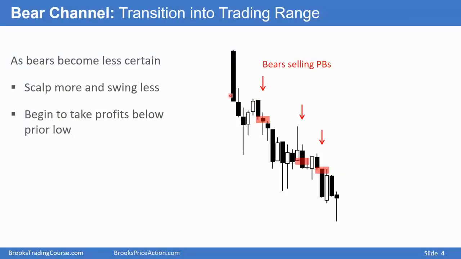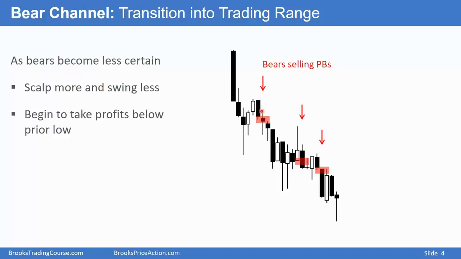Here's a bear channel. We have a bear breakout, a big bear trend bar, and then a channel. Three pushes down, 1, 2, 3, possibly a type of spike and channel pattern. Strong bear breakout. Bears are selling pullbacks. Every pullback they see as a bear flag, and they'll sell below the low of the prior bar.